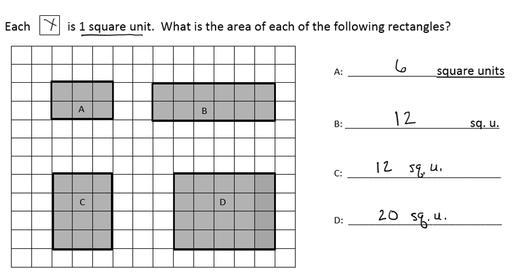It's important that we include the unit as square units as a reminder that we're counting the number of squares inside the rectangle, not the distance around the rectangle, which would be the perimeter.